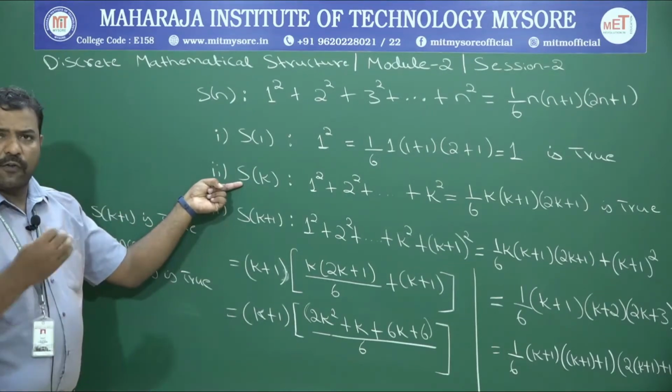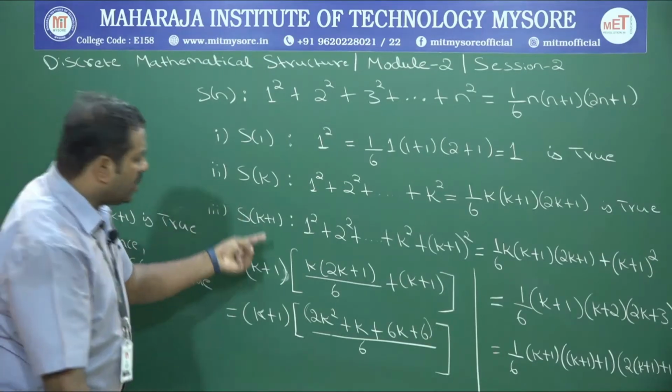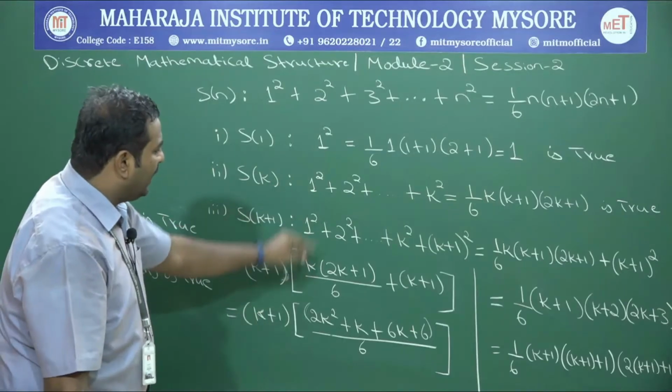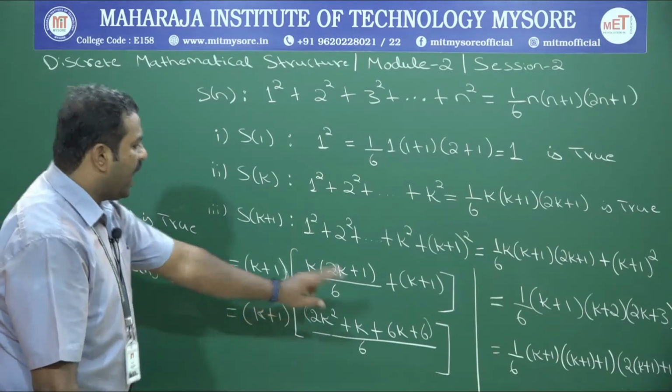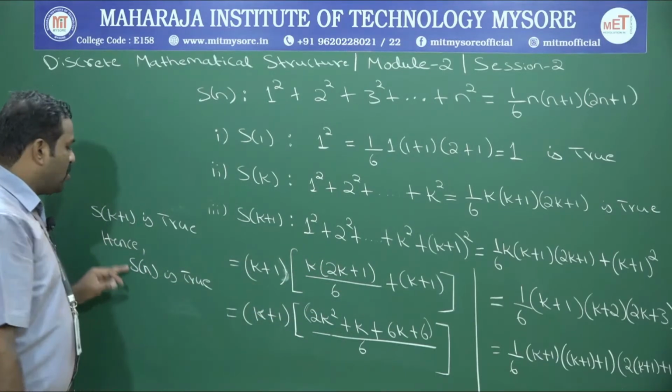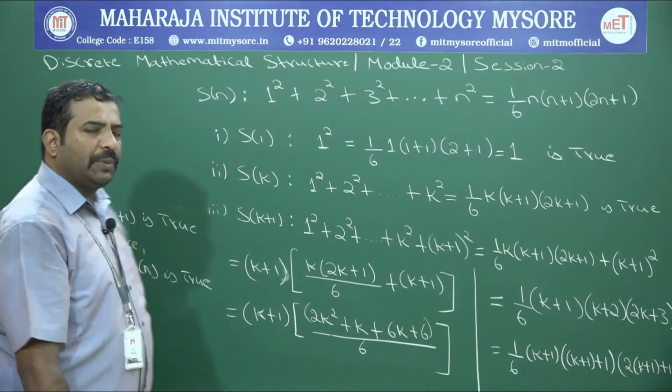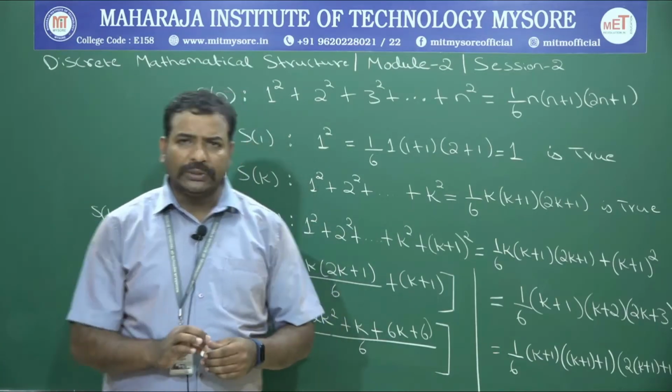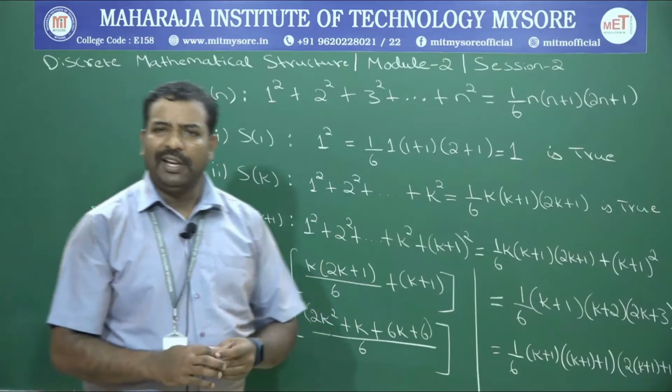Case 2, that is S of k, assumed to be true. Hence, I have derived this through induction, and I have said that S of k plus 1 is also true. Hence, I am going to say the statement S of n is going to be true. This is how we are going to prove something through mathematical induction.